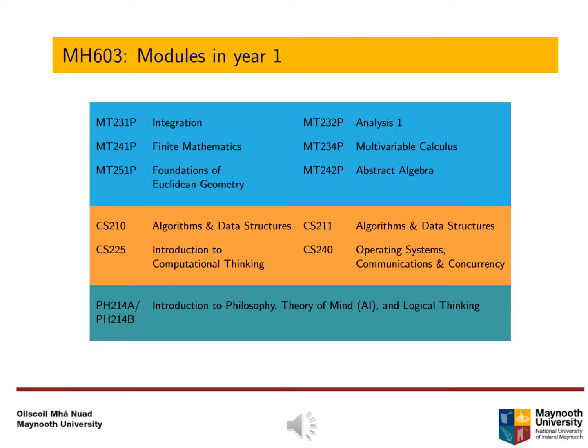In the first year, the type of mathematics modules that you'll take will be like integration, finite mathematics, analysis, multivariable calculus, algebra, and Euclidean geometry. In computer science, you take the fundamental courses that help you with programming, such as Algorithms and Data Structures 1 and 2, Introduction to Computational Thinking, and then Operating Systems, Communications and Concurrency. And then in philosophy, you look at Introduction to Philosophy and the Theory of Mind and Logical Thinking.